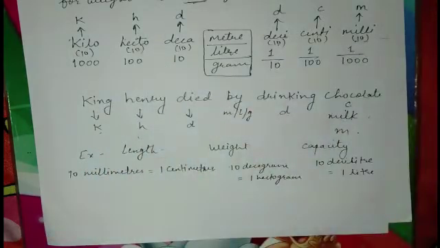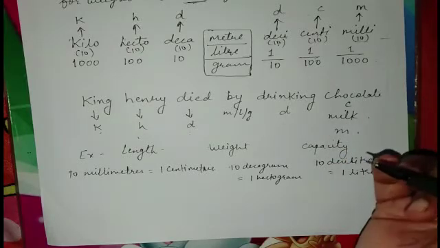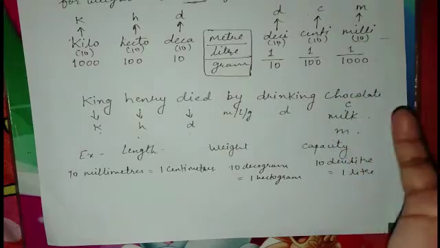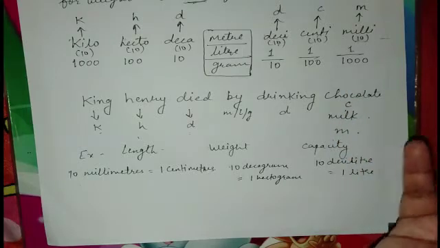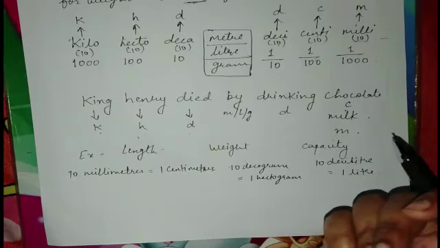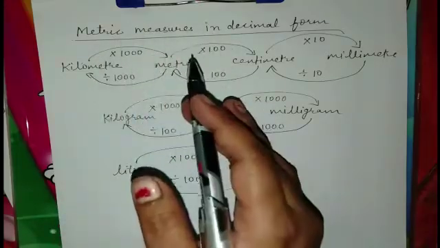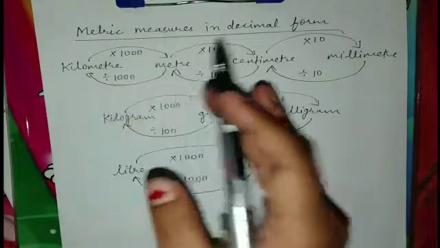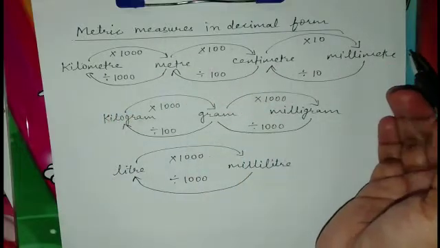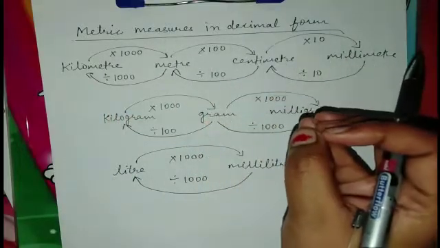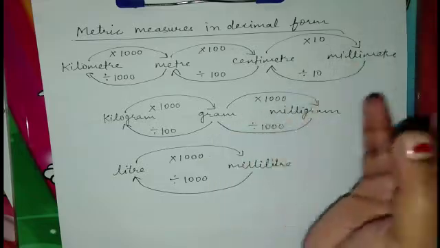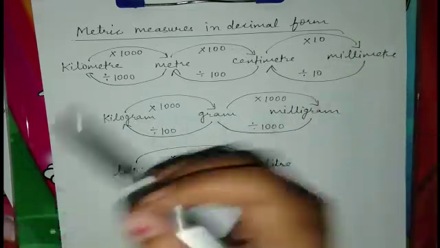Clear for you all how to measure? Only we have to see the difference. Okay children, we'll see a few examples on the basis of metric measures in decimal form, how to convert it into a decimal form. Now in this topic we will see metric measures in decimal form, how to convert metric measures into decimal form. So let's start.